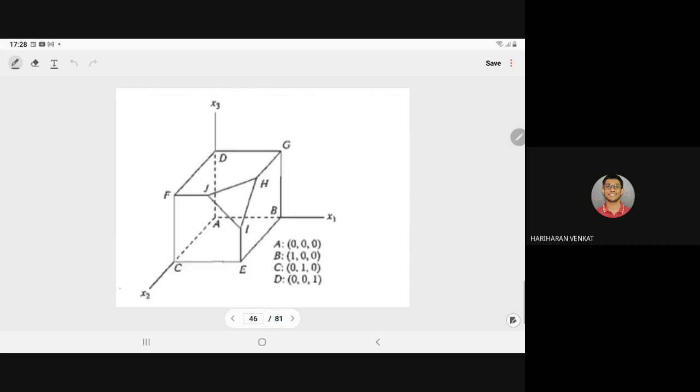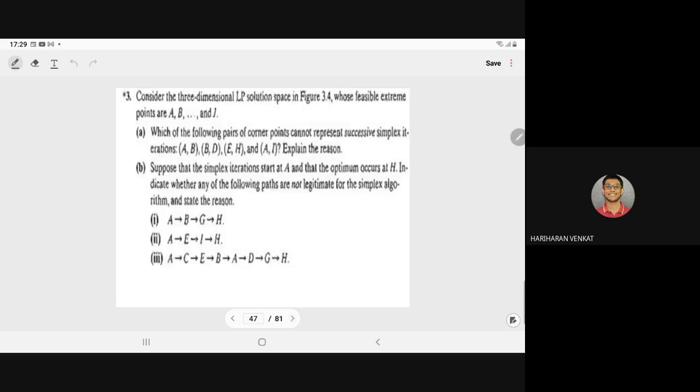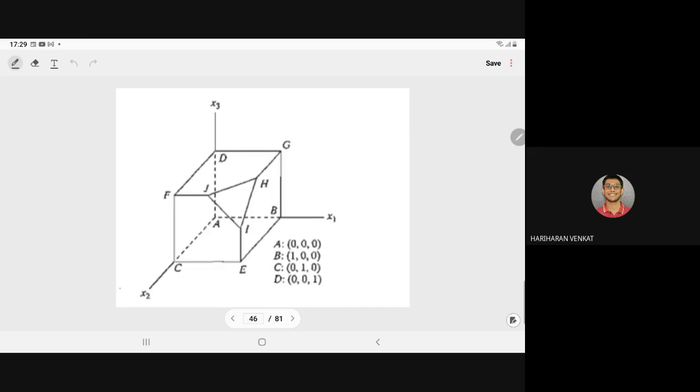Now let us assume we have a solution space like this, for any problem. Consider the 3-dimensional LP solution space in figure 3.4, whose feasible extreme points are A, B up to J. Which of the following pairs of corner points cannot represent a successive simplex iteration? Here, AB: they are adjacent on the same edge, neighbor points on the same edge. Yes, so it can be a simplex iteration.